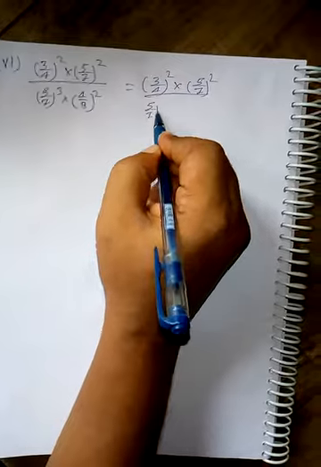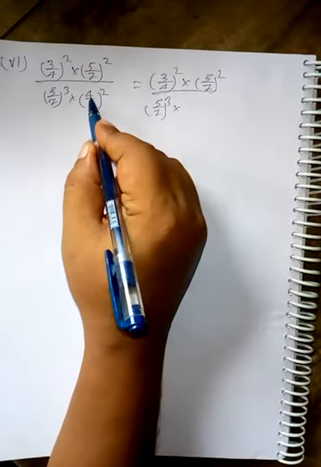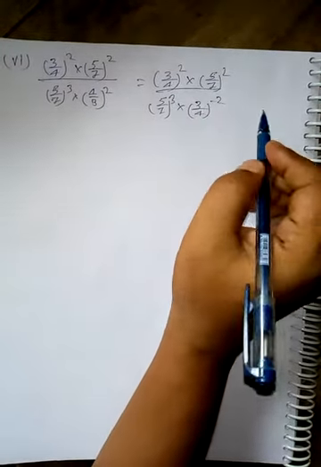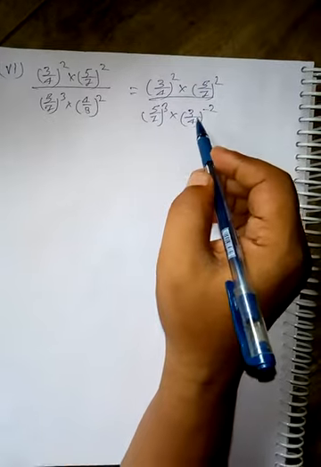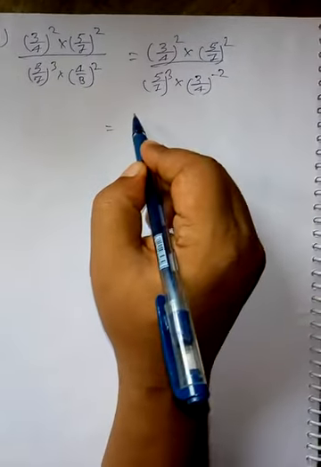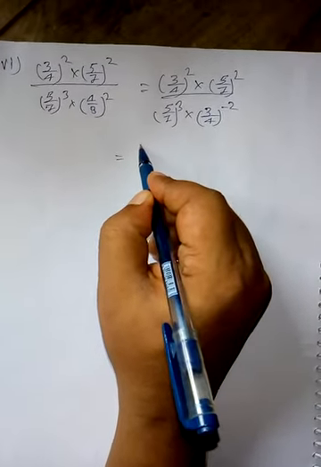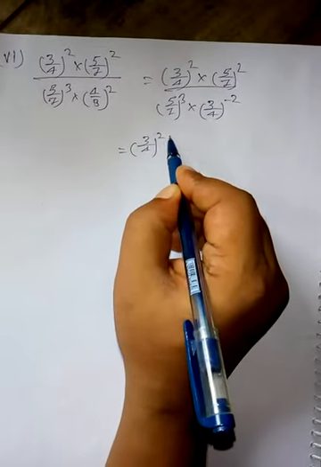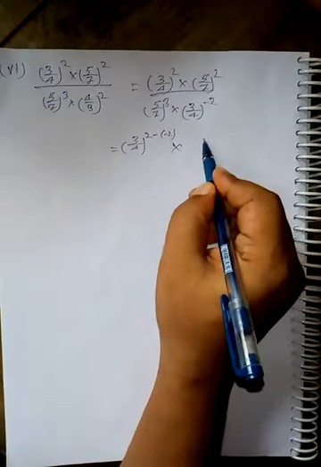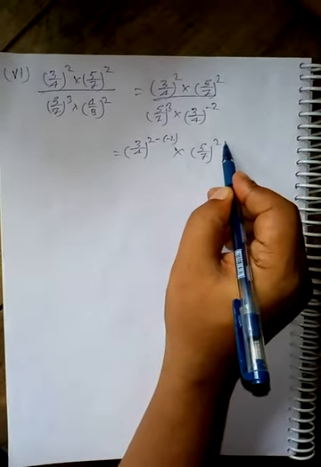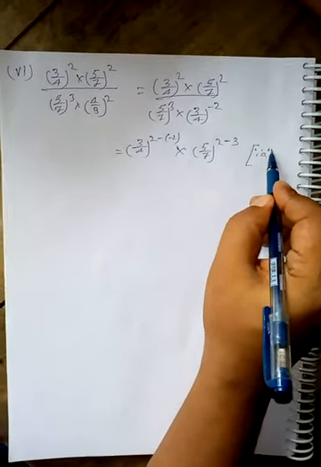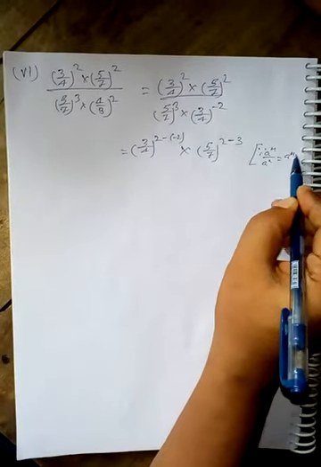This is (5 by 7) raised to the power 3 into, this must be reversed so that the base becomes same. So I will reverse this, taking reciprocal of this, it will become negative power. Now since bases are same, same bases are divided, exponents will be subtracted. So applying this, we can find (3 by 4) raised to the power 2 minus 2, into (5 by 7) raised to the power 2 minus 3. Use the law, a raised to the power m divided by a raised to the power n is equal to a raised to the power m minus n.